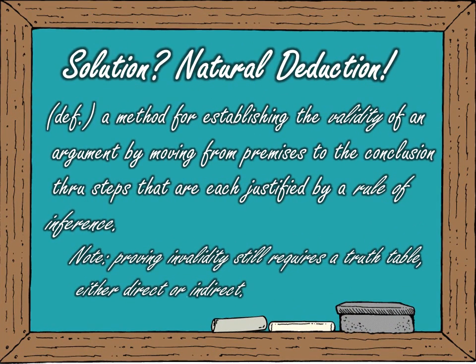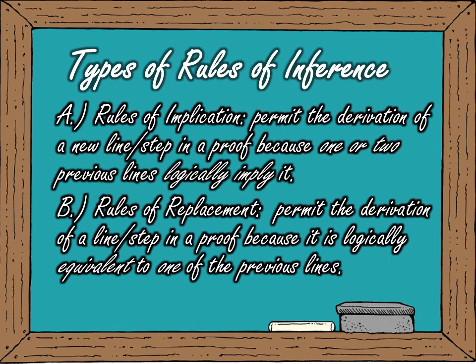So in order to get our natural deduction system rolling, we need to show which steps are going to be justified and by which rules of inference they will be justified. There are 2 broad categories of rules of inference. The first are the rules of implication, where you derive a new line or step in your proof from 1 or 2 of the previous lines that imply it. And the second are the rules of replacement. They permit derivation of lines or steps in a proof because the new line or step says the exact same thing. It's logically equivalent to the information in one of the previous lines.